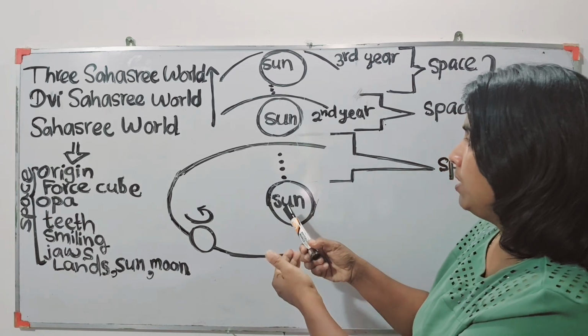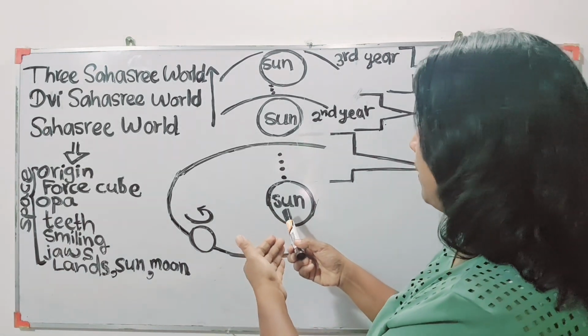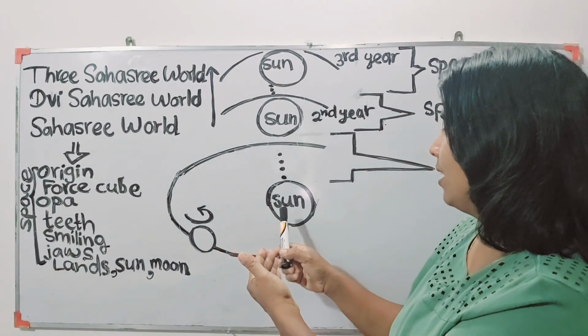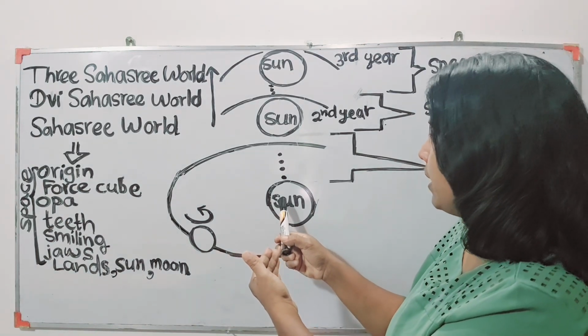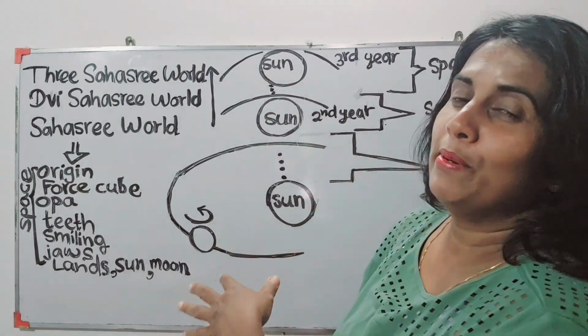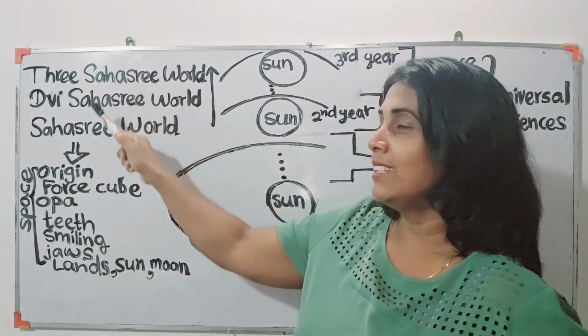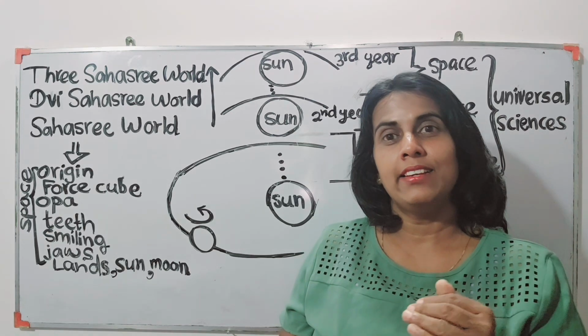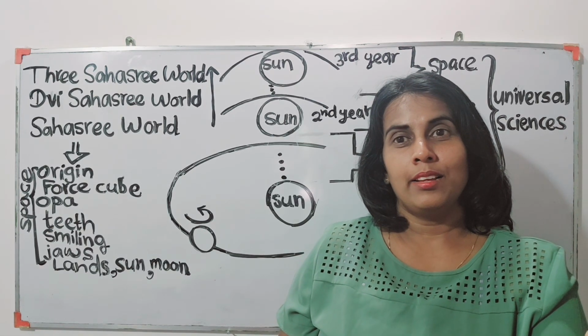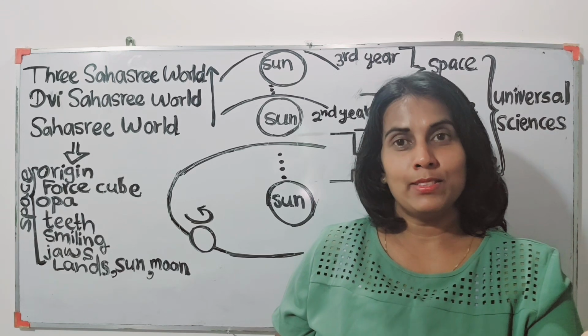Now, if one awakens the wisdom, we can liberate from the first sun, second, third, like that, liberate from the entire three Sahasrari worlds, and then we can go to the universe's origin by awakening the immense wisdom.